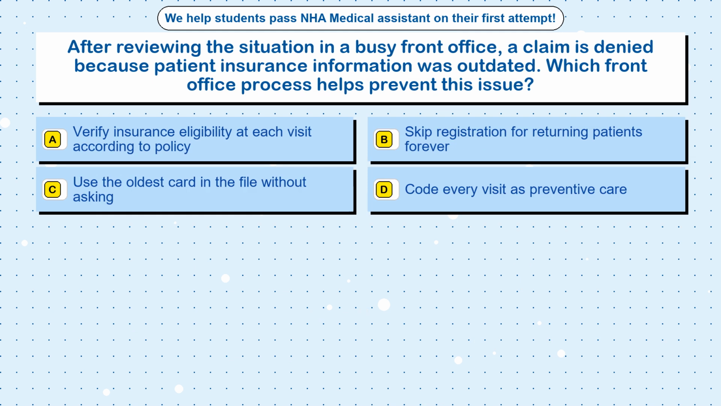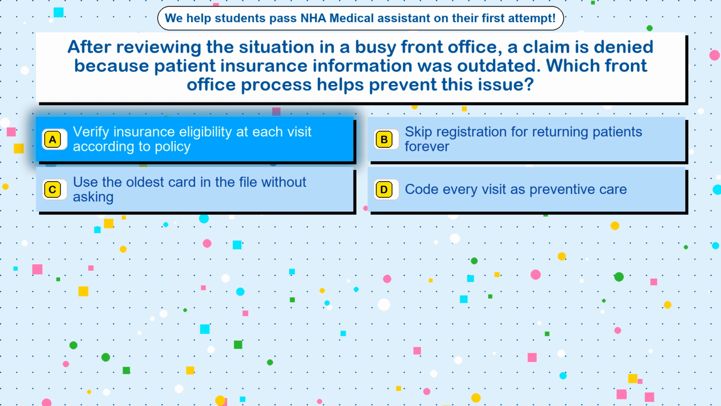Question 23. After reviewing the situation in a busy front office, a claim is denied because patient insurance information was outdated. Which front office process helps prevent this issue? Option A, verify insurance eligibility at each visit according to policy. Option B, skip registration for returning patients forever. Option C, use the oldest card in the file without asking. Option D, code every visit as preventive care.